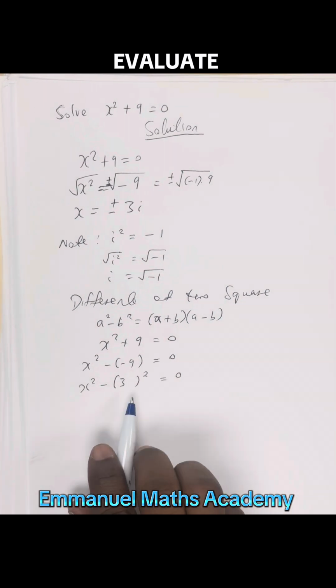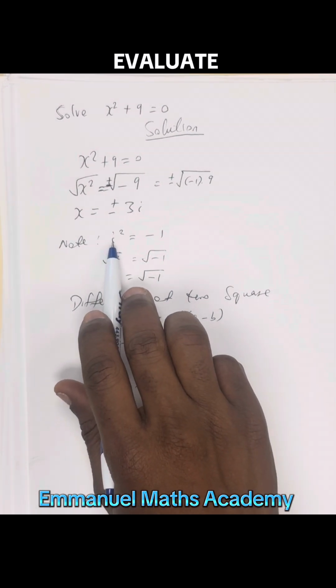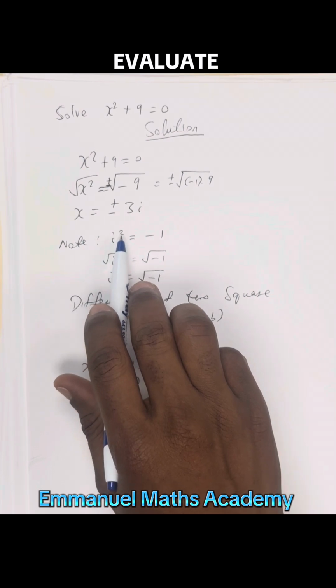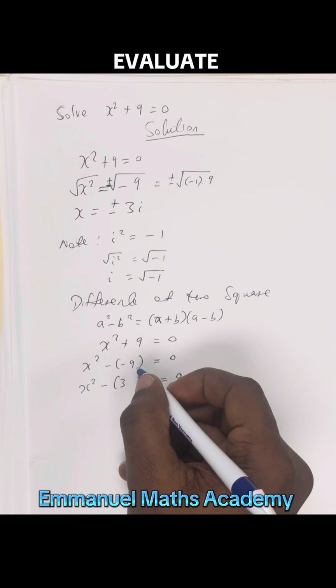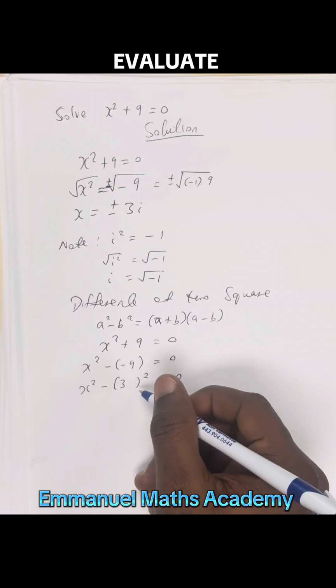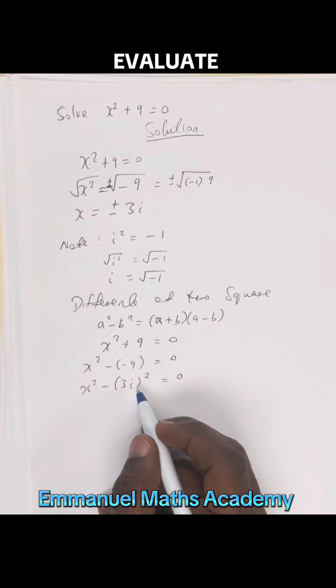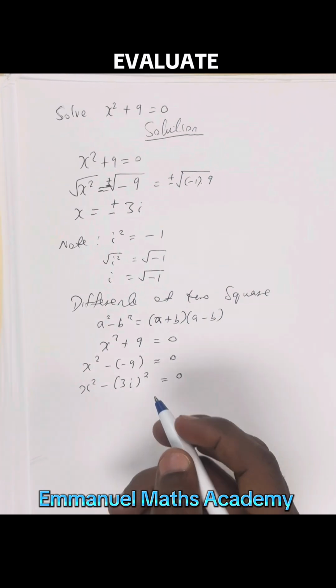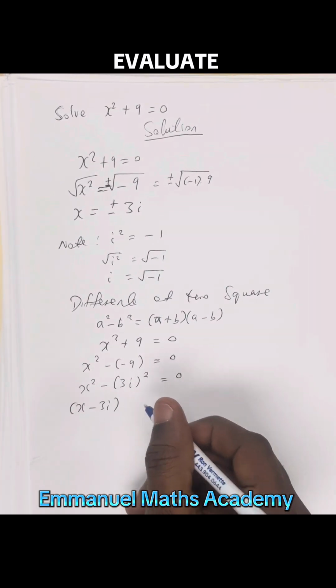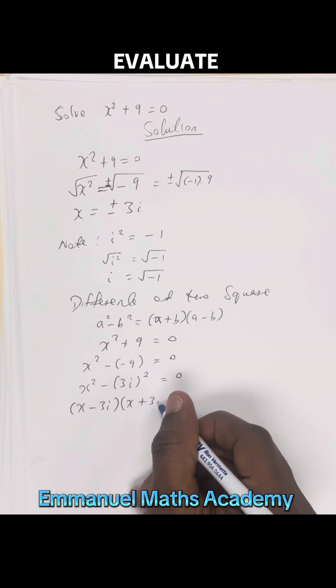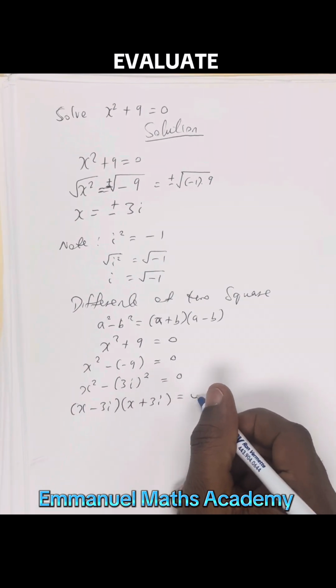Then what about this? You can see that from here, i squared will give you what? Minus 1. Alright, so this minus 1, if you square it, that means you'll be having i here. Is that clear? So from this, you now have that x minus 3i times x plus 3i is equal to 0.